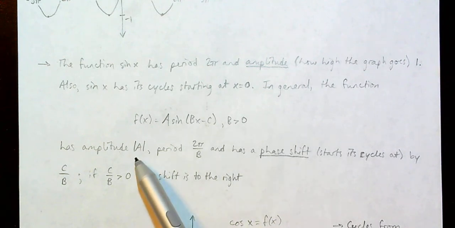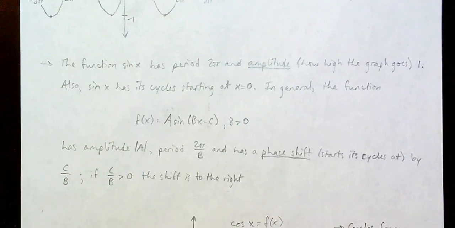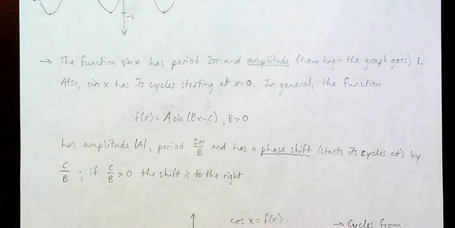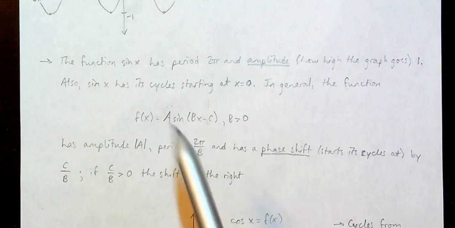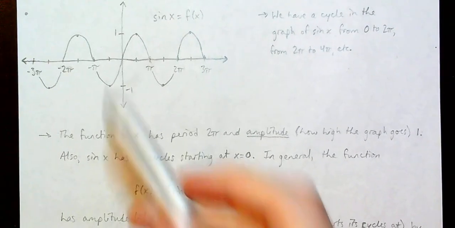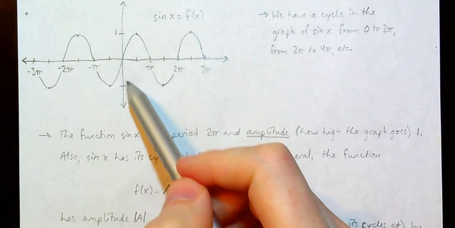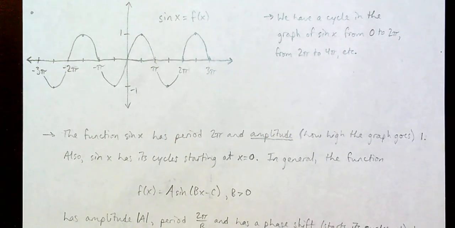You can think of the amplitude as sort of a vertical stretch or compression. You can think of the period sort of as a horizontal stretch or compression, and then the phase shift you can think of as a horizontal shift. If a is negative, then this function will be reflected over the x-axis, which means instead of starting to go upwards, it's going to start by going downwards. So it would go down to -1, up to 0, up to +1, and then back down to 0.